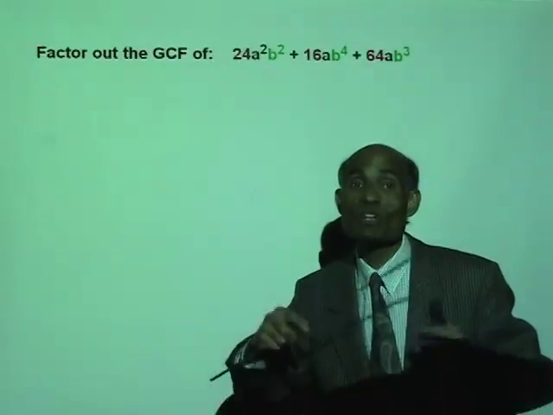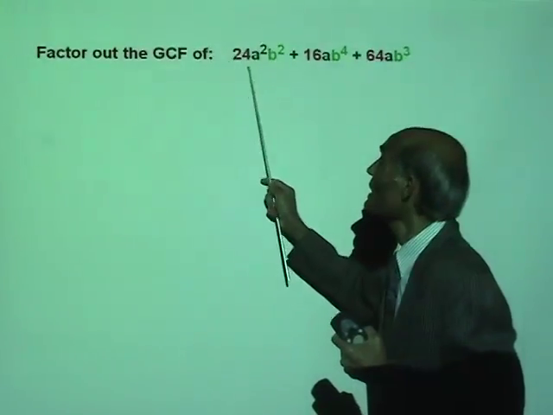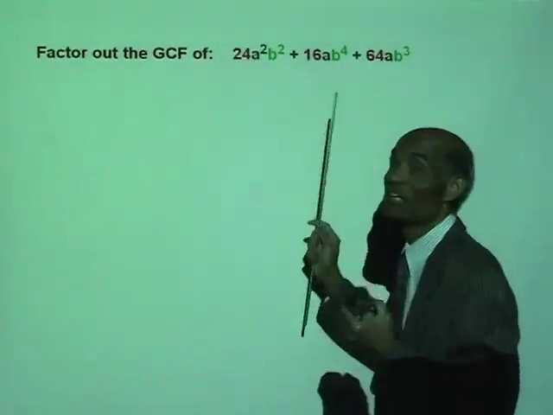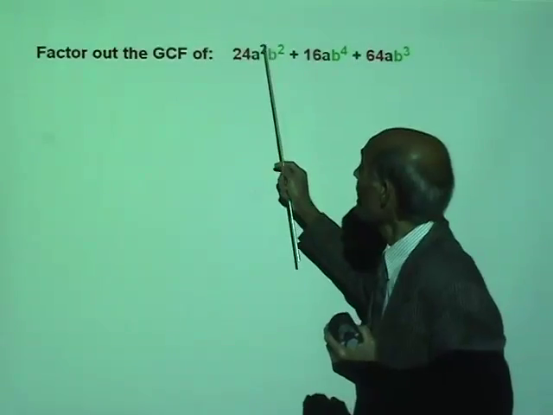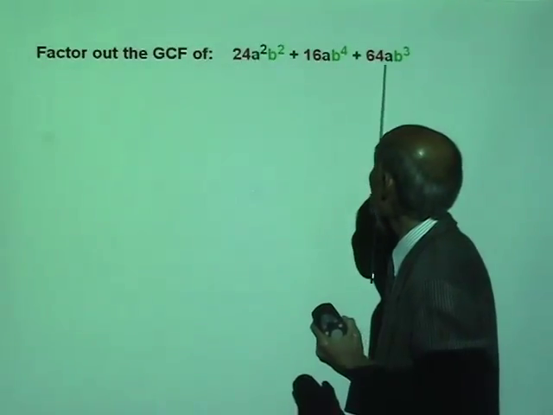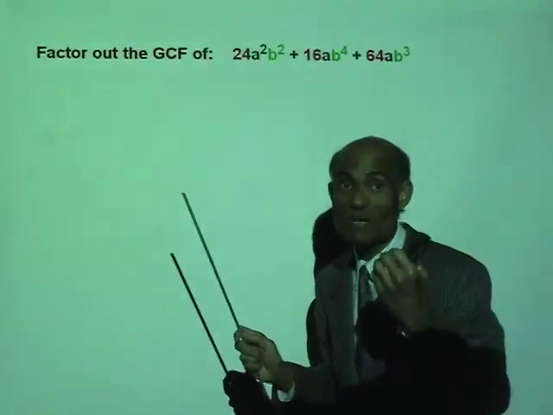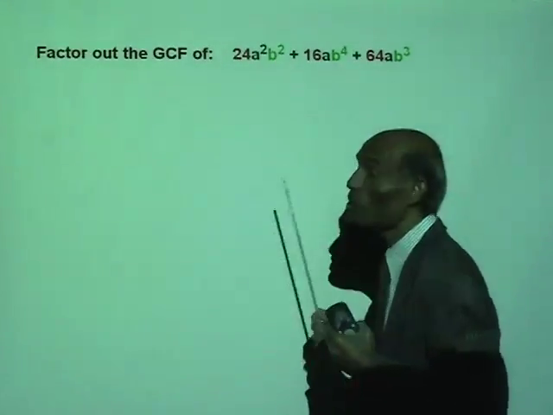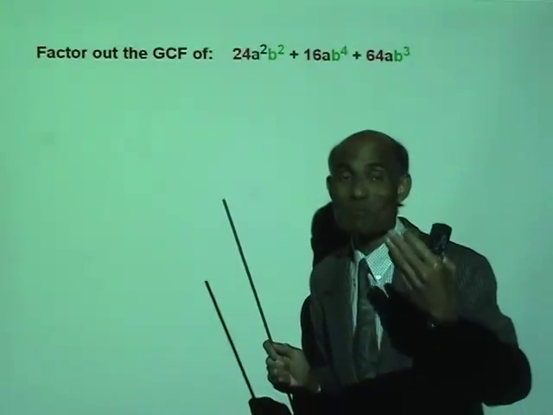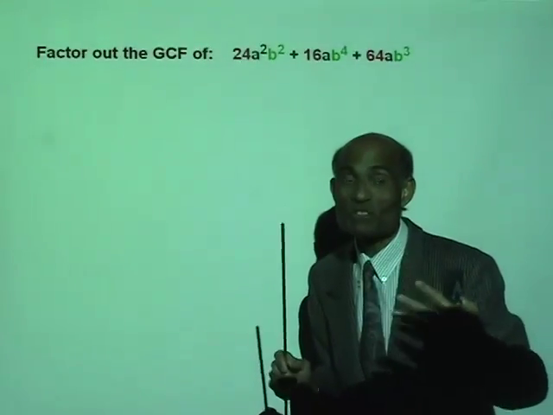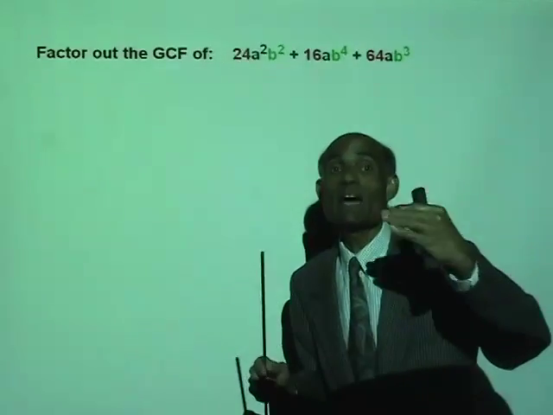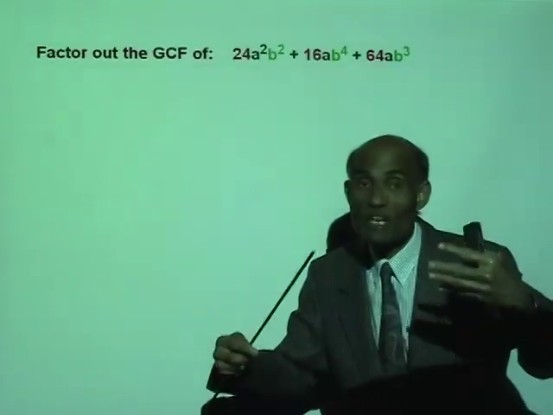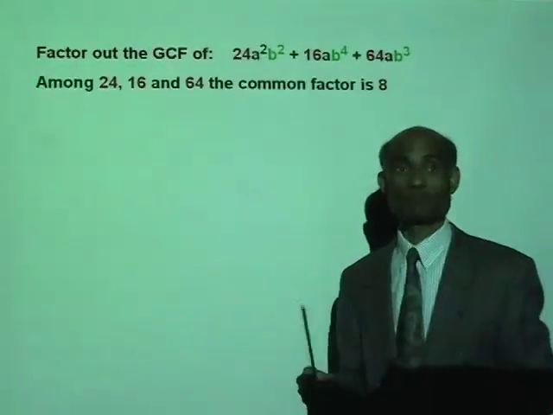And therefore, what is the greatest common factor in these three terms? Among the numbers, the common factor is 8. Among a squared, a and a, the common factor is a. Among b squared, b to the 4 and b cubed, the common factor is b squared. So the greatest common factor is 8ab squared. Well, I was trying to make you think in your mind. Let's now write it down.